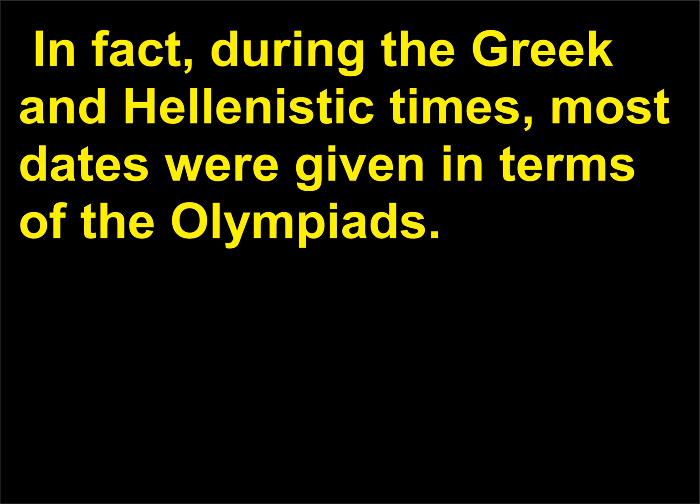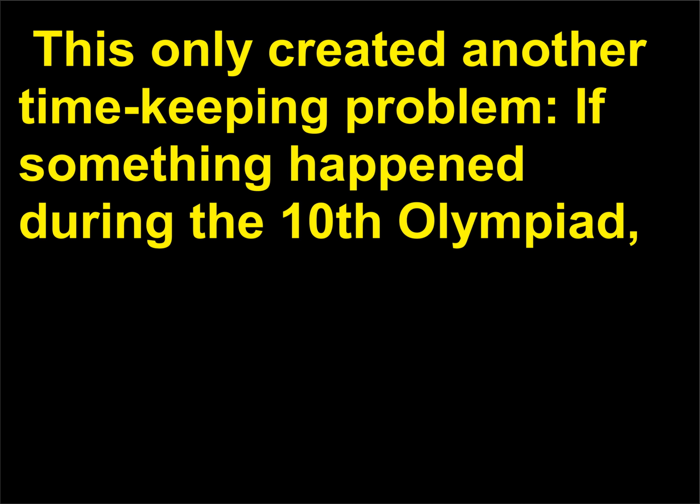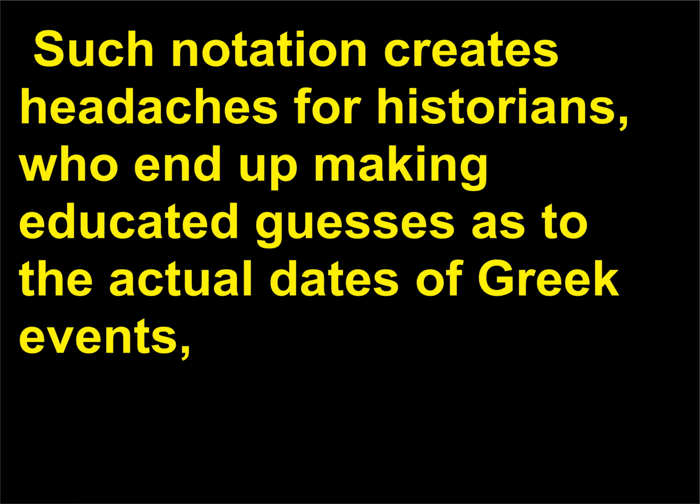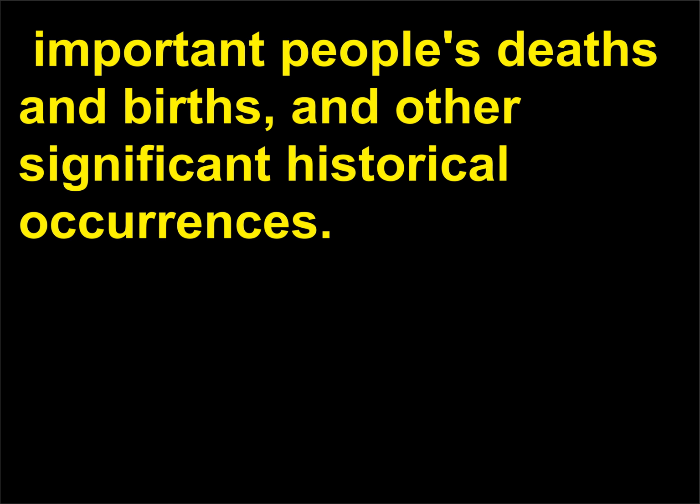In fact, during the Greek and Hellenistic times, most dates were given in terms of the Olympiads. This only created another timekeeping problem: if something happened during the 10th Olympiad, it meant the event occurred within a 4-year span. Such notation creates headaches for historians, who end up making educated guesses as to the actual dates of Greek events, important people's deaths and births, and other significant historical occurrences.